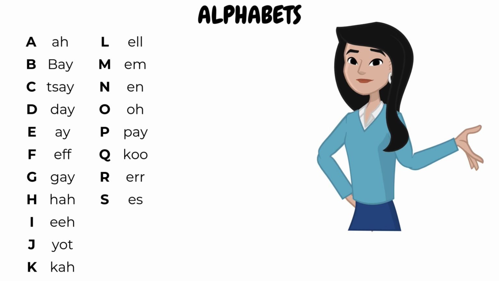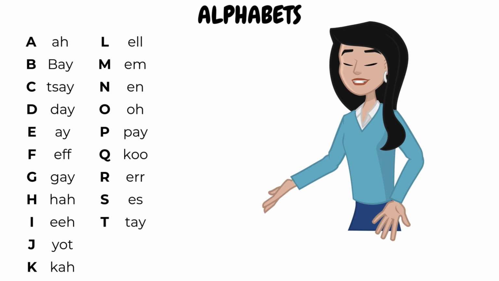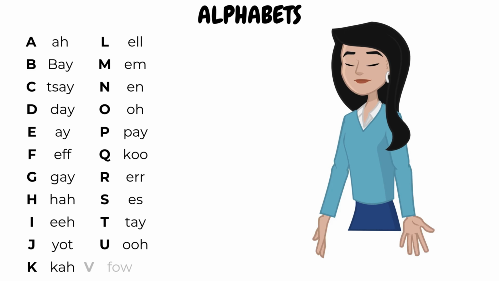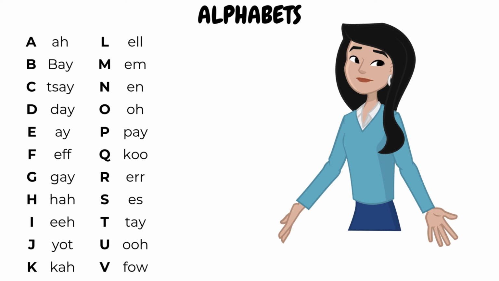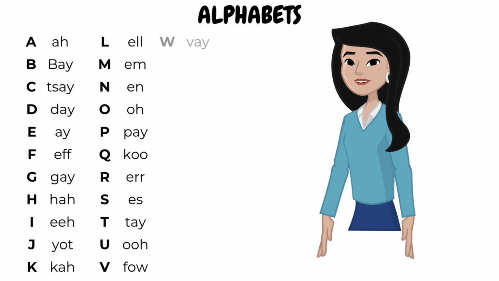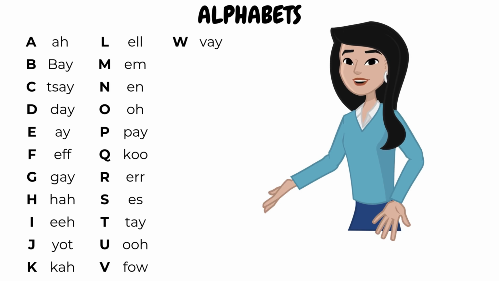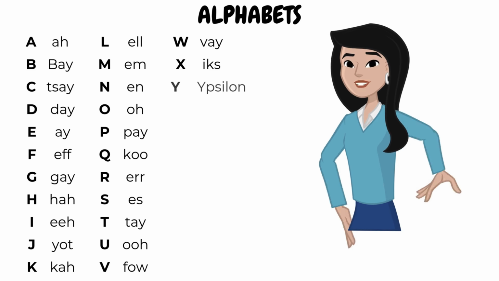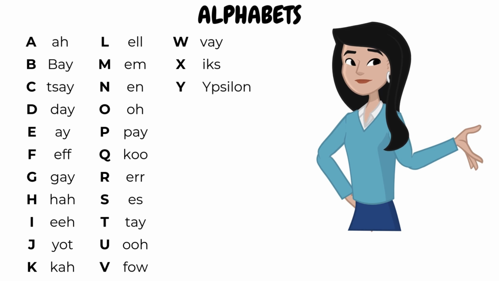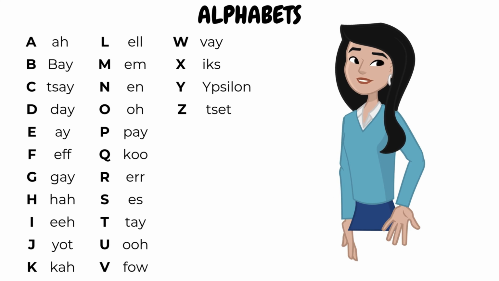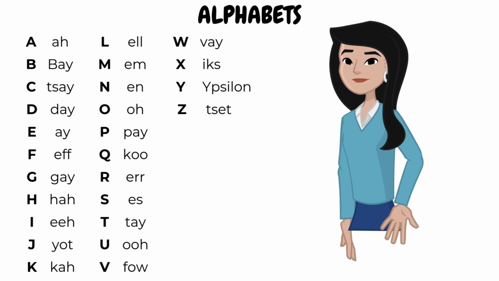Repeat, S. T is pronounced te. Say it, te. Letter U is pronounced as oo. Say it again. Oo. V is pronounced as fow. One more time. Fow. Letter W is pronounced as ve. Repeat again. Ve. X is pronounced ix. Say it, ix. Letter Y is pronounced upsilon. Repeat. Upsilon. Last letter from the English alphabet, Z, is pronounced as set.